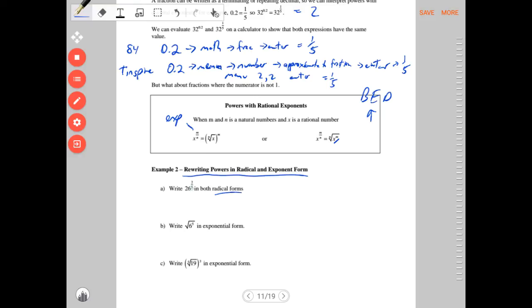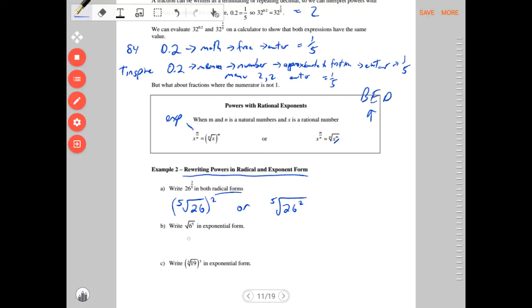The important part is the 5 is the index. So this is going to be the 5th root of 26 squared. That's the one radical way. Or I can go 26 squared all to the 5th root. They are both equivalent, and it doesn't matter on your calculator. You can type it in either way. You'll get the same answer.